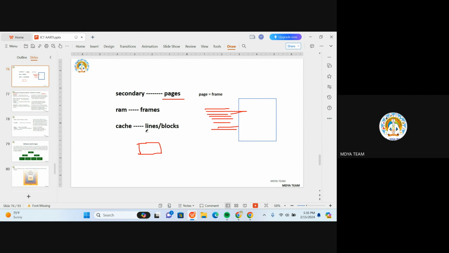Okay. So cache memory is smaller than the RAM. So it executes small data, in the form of lines or in the form of blocks. Its size is smaller than the RAM. RAM size is smaller than the secondary. You can execute only one frame at a time.